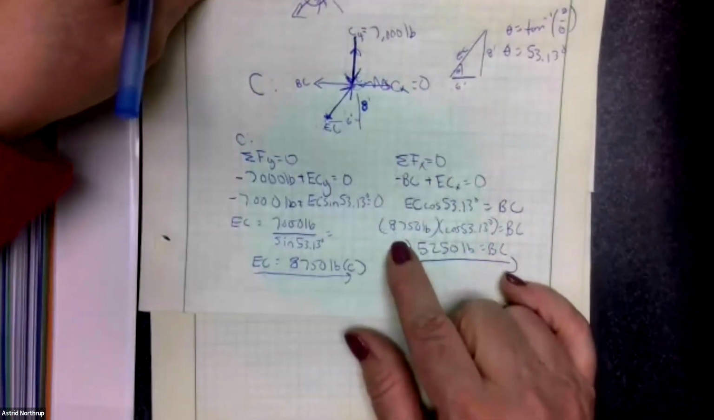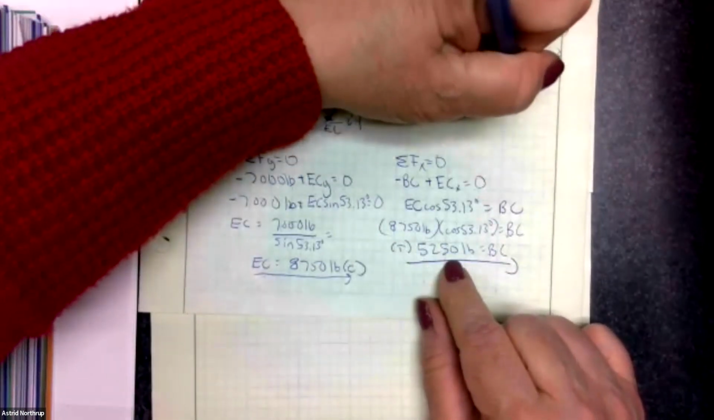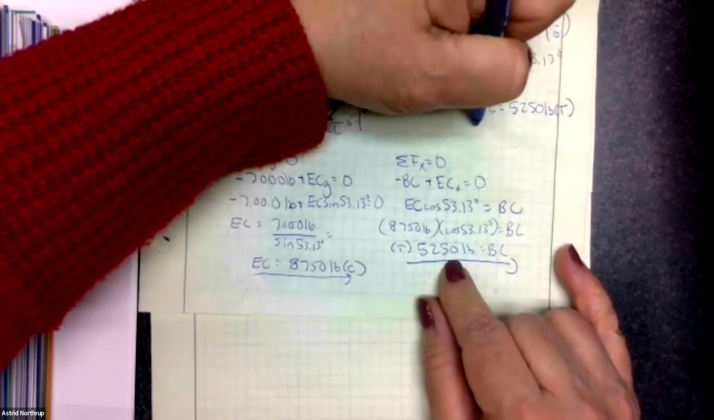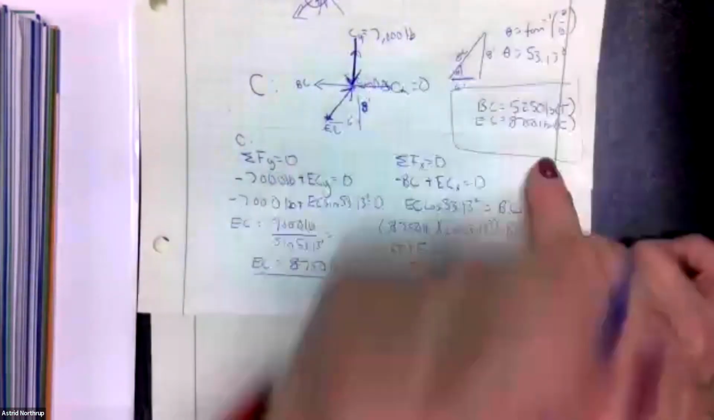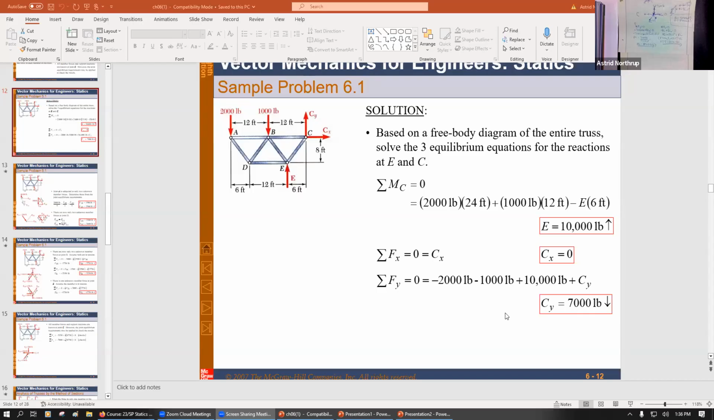So when you write your answers to this, you would just say B sub C equals 5,250 pounds tension and E sub C equals 8,750 pounds in compression. And that's the format for the answers of problems like this. That's kind of drinking water out of a fire hose. That's a lot of information to digest in one day. But having said that, do you guys have any questions about that?